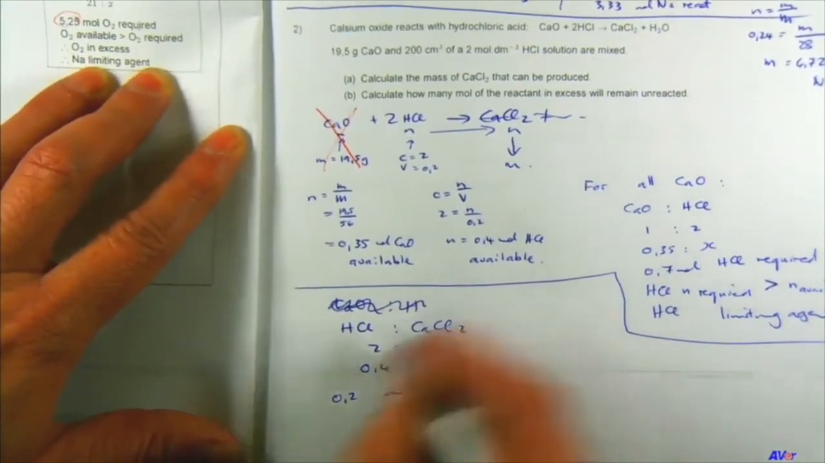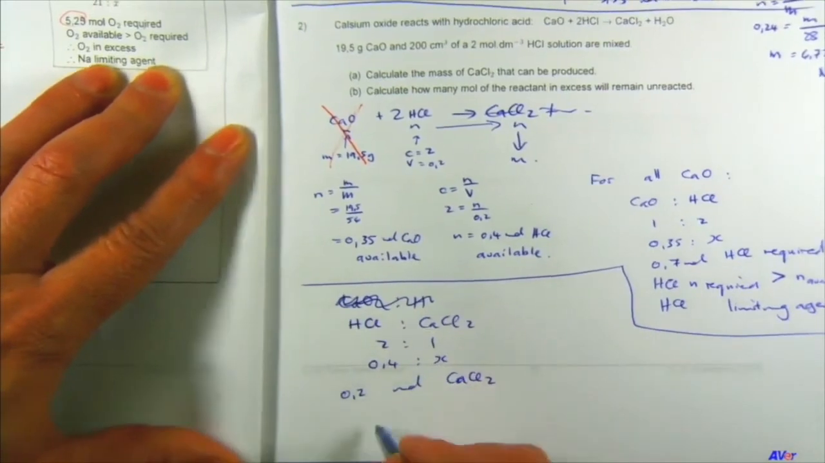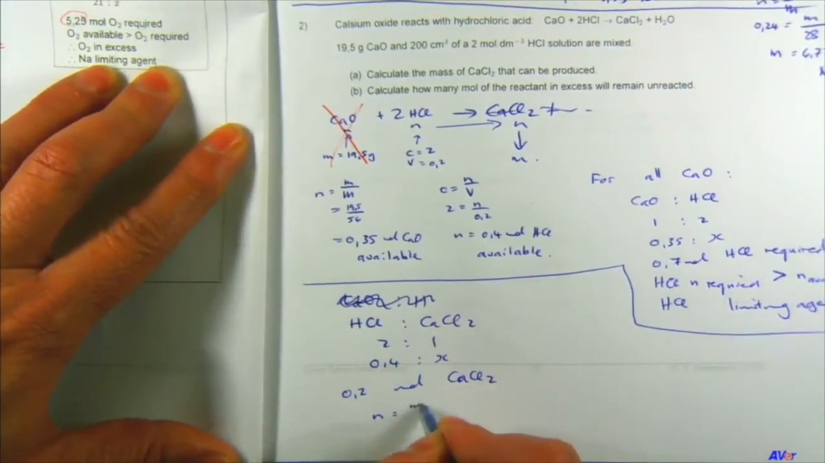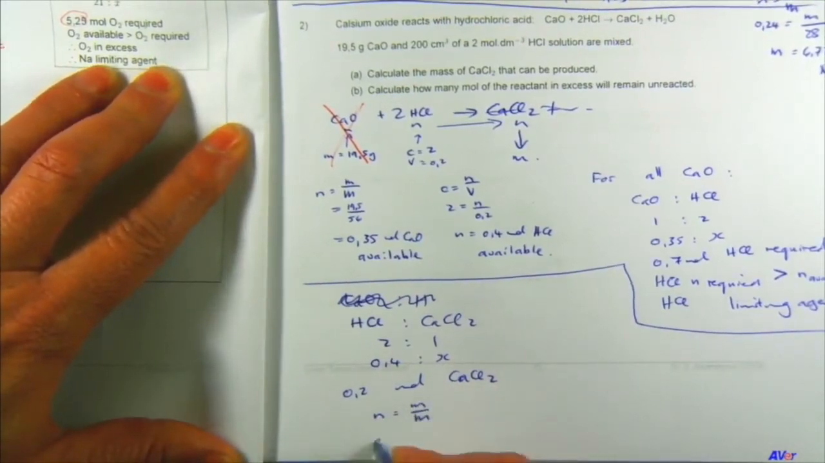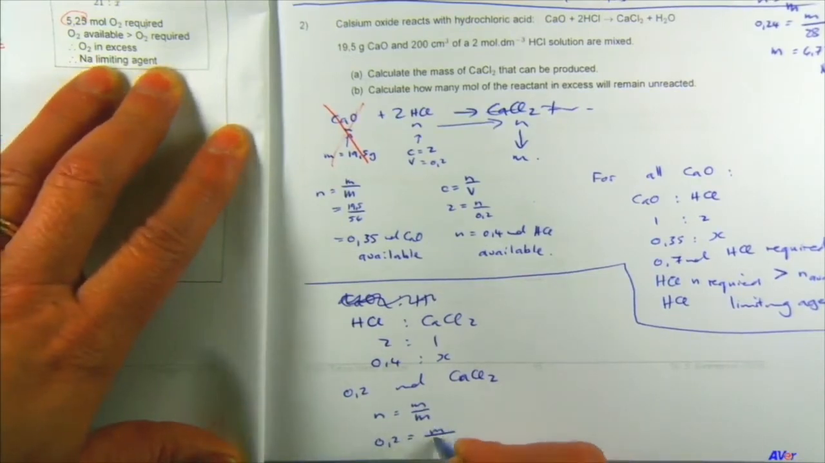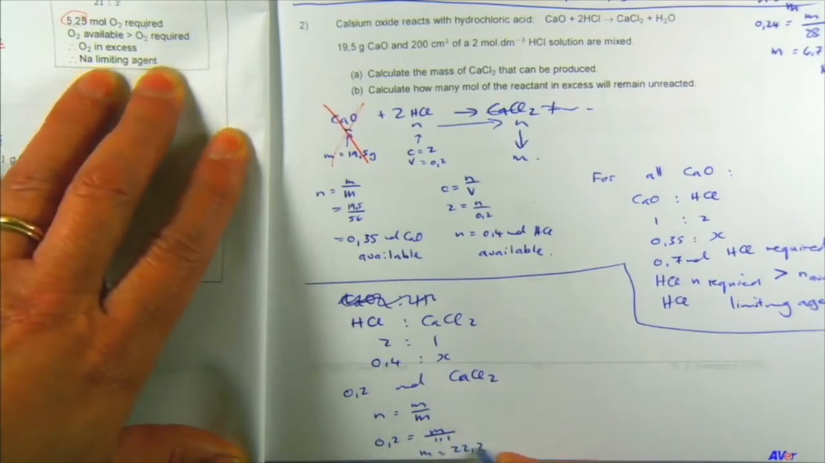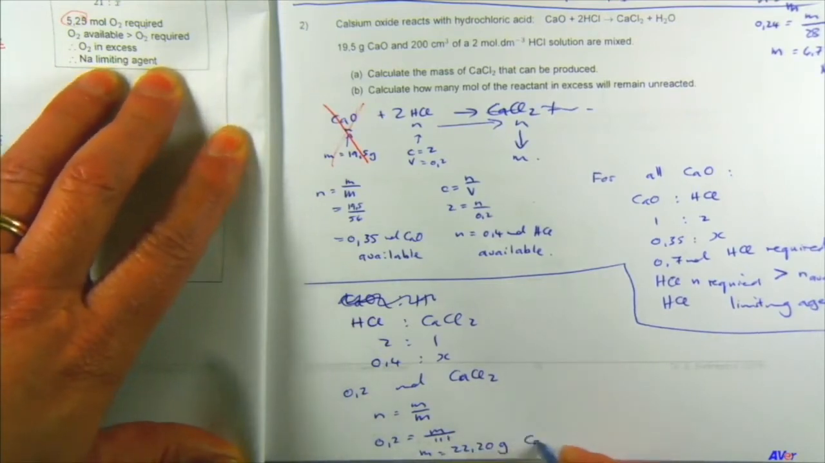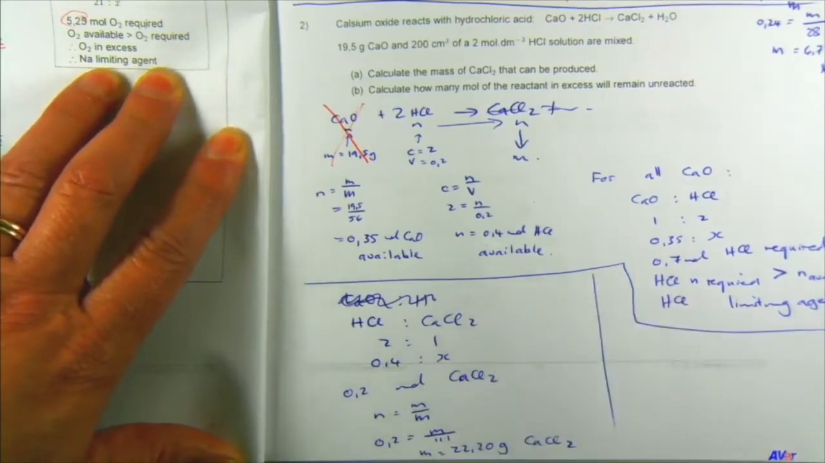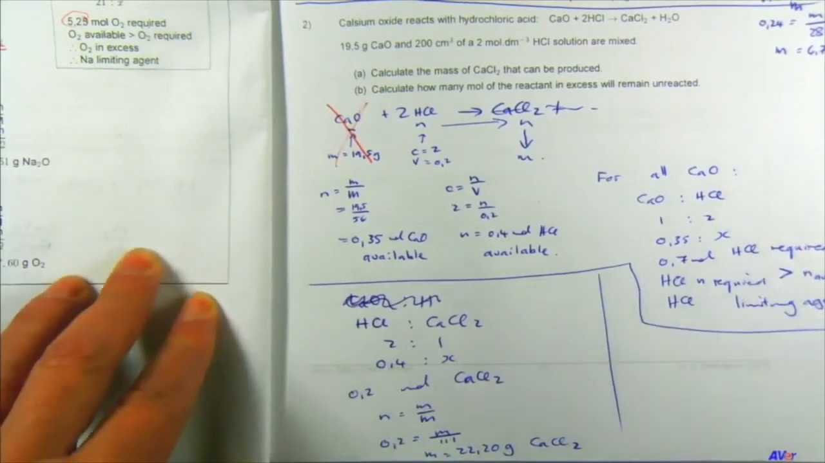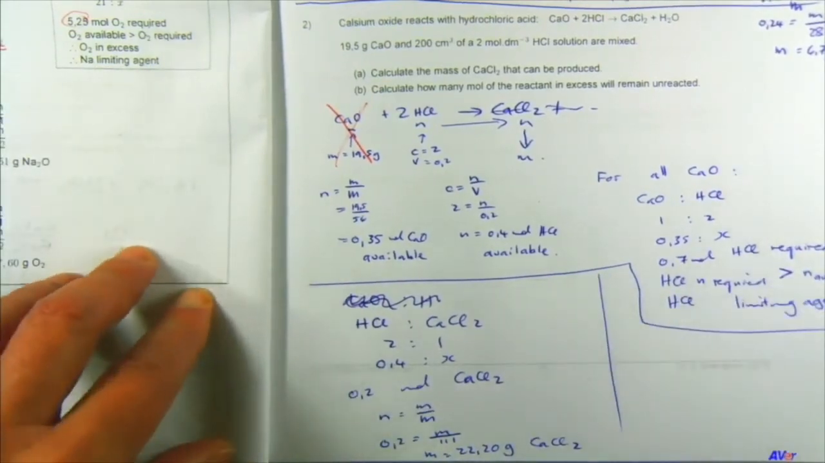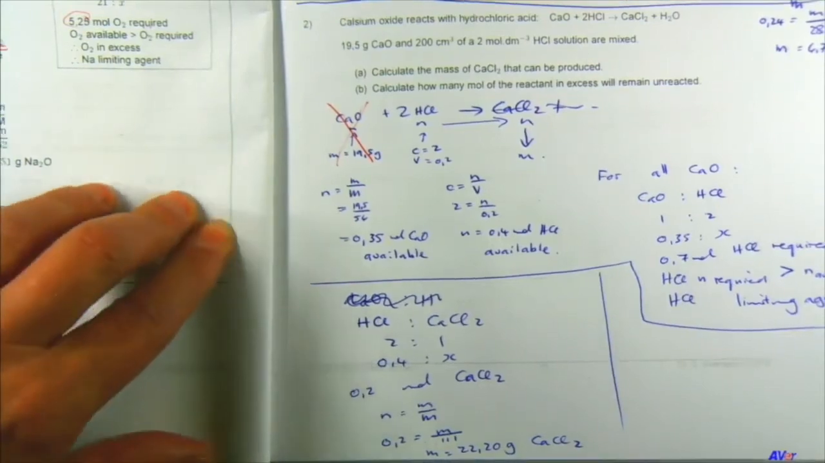And now they don't want that as moles, they want that as mass. Molar mass, 111. So you get a mass of 22.20 grams of the calcium chloride that's being formed. Everyone happy? Right, and then we get to the last part, which is sometimes the more difficult one.